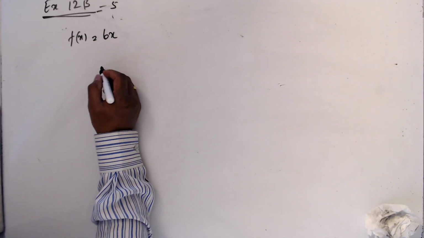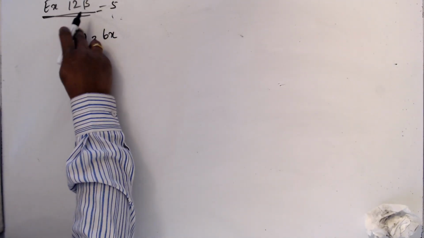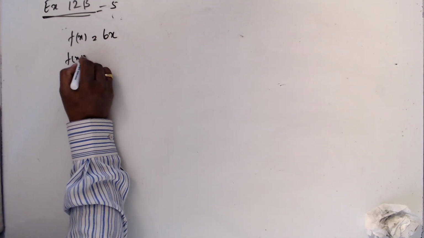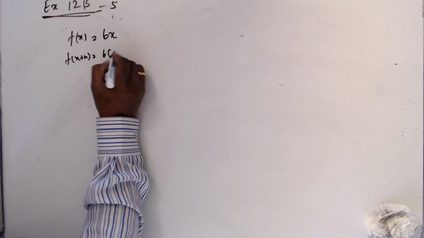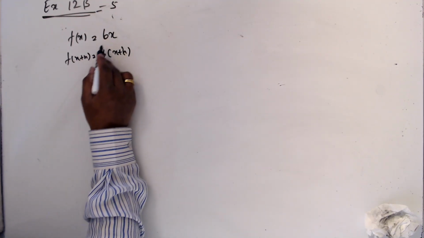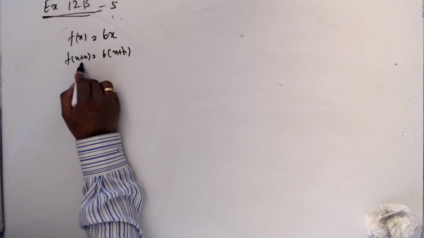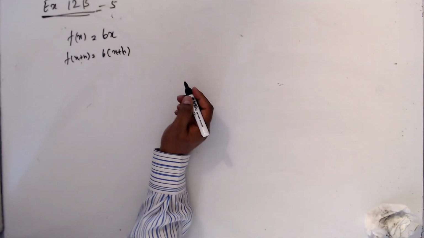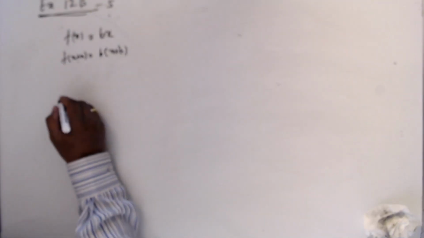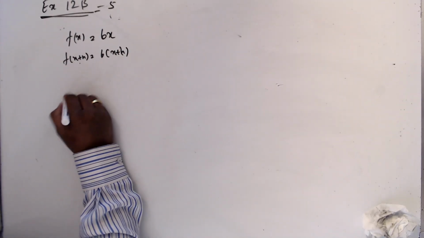So this is f(x) equals 6x, question number 5. We'll take x as any point, then from that point h away. It is 6 times x plus h, instead of x we have to replace it. Now we write the limit.